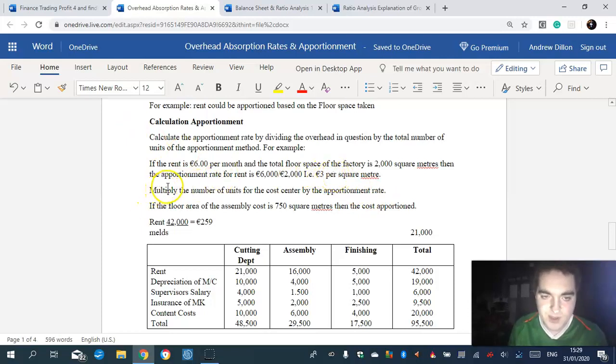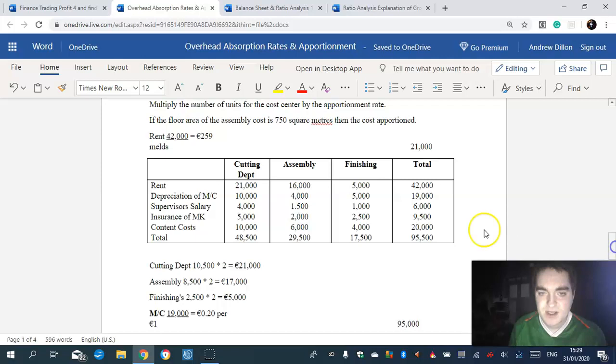Then I have to multiply the number of units for the cost centre by the apportionment rate. So if the floor area of the assembly cost centre is 750 square meters, then the cost apportioned for the rent is 750 times 3, and my answer is going to be €2,250. Maths.